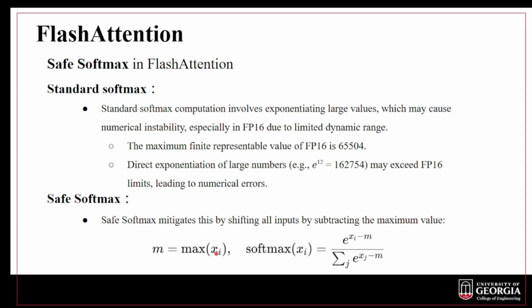In safe softmax, we first find the maximum value m in x sub i. Then we adjust the softmax computation by dividing the numerator and denominator by e to the power of m. So the equation changes to this, but the softmax result is unchanged. This ensures this part and this part are always less than or equal to 0.